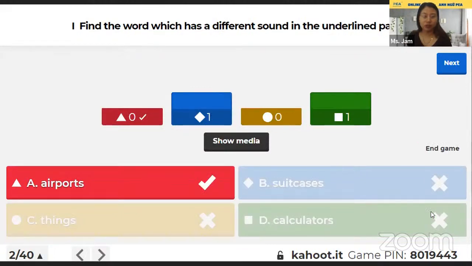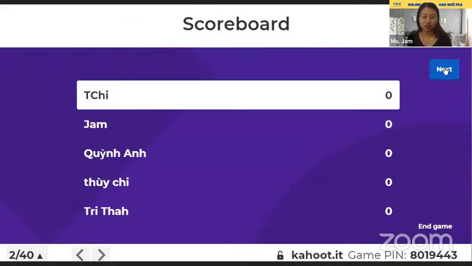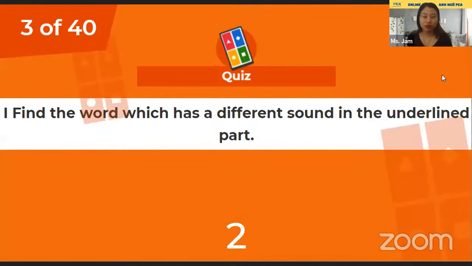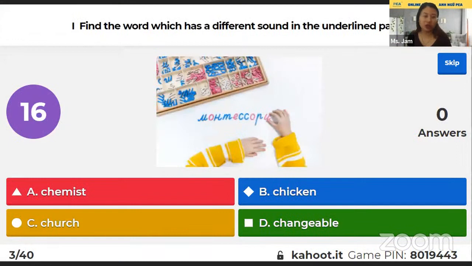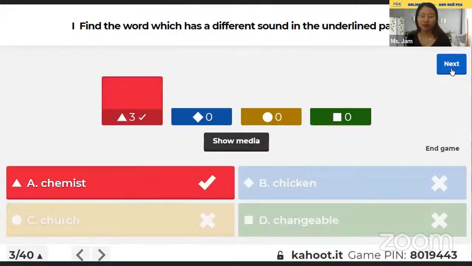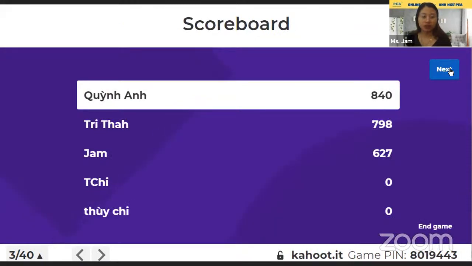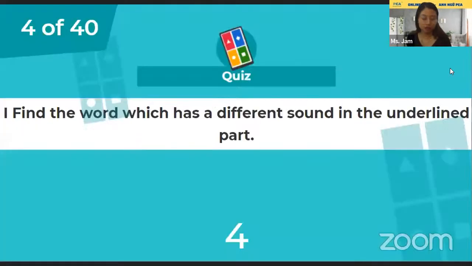Okay, I think only two just answered. I'm not sure, but I cannot see the underlined part. I'm sorry. Okay. So this one is the CH. Which one has a different CH sound? Okay. Others didn't answer. Okay, yes, it's chemist. Very good. I think Twitchy and Lisa haven't answered yet.